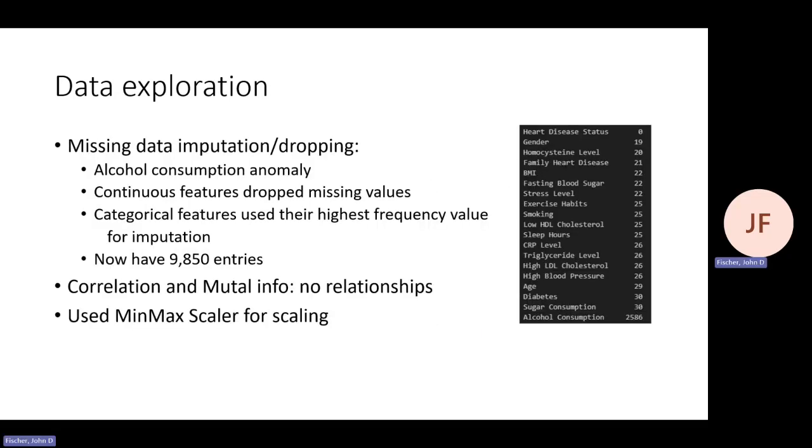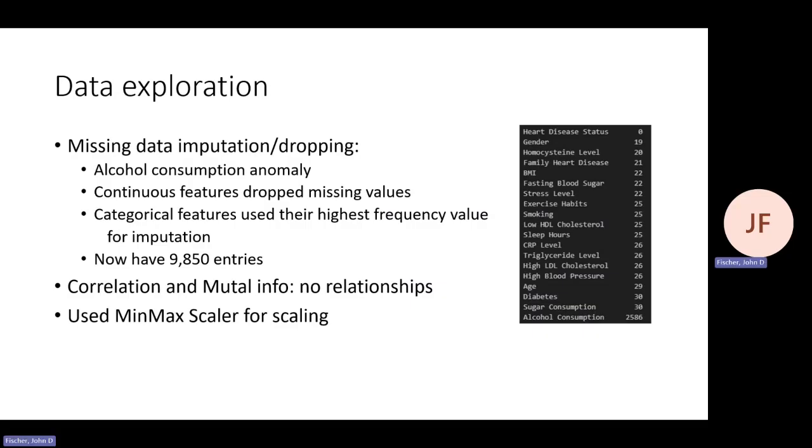So if we're missing data, on the right is a list of all the features. And on the right of them are the counts of all the missing values. So most of them have around 20 to 30 missing values, all of them except alcohol consumption. Now, this is a strange anomaly.